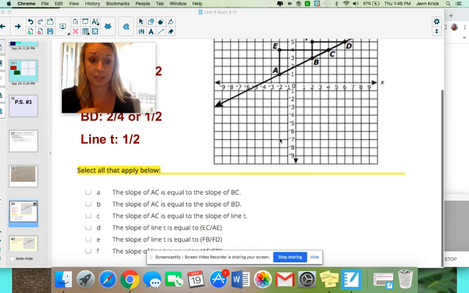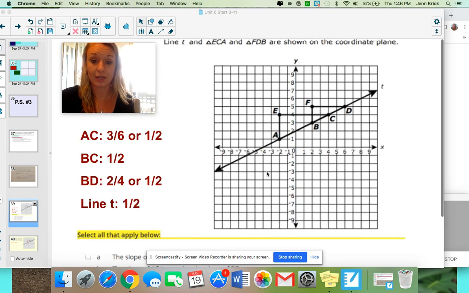Before I did anything, when I solved this, I was like, oh my gosh, I have to look at all these line segments. I went onto my graph and I annotated and I said, all right, I know that AC from here to here, it goes up 3/6. So its slope would be 3/6 or 1/2. For BC, it goes up 1/2. So it's just 1/2. For B to D, it goes up 2/4, which is the same as 1/2.